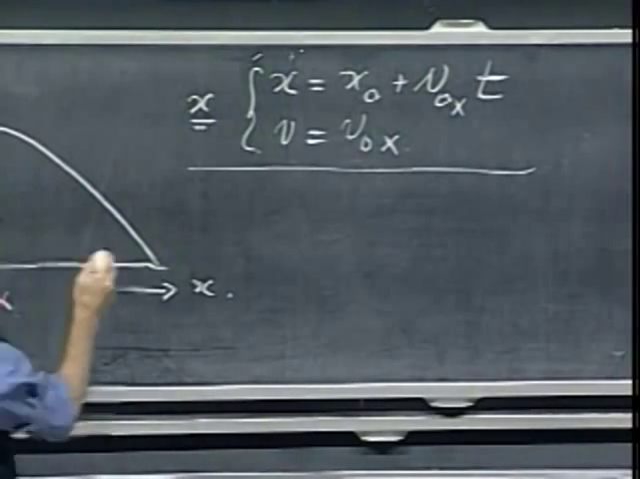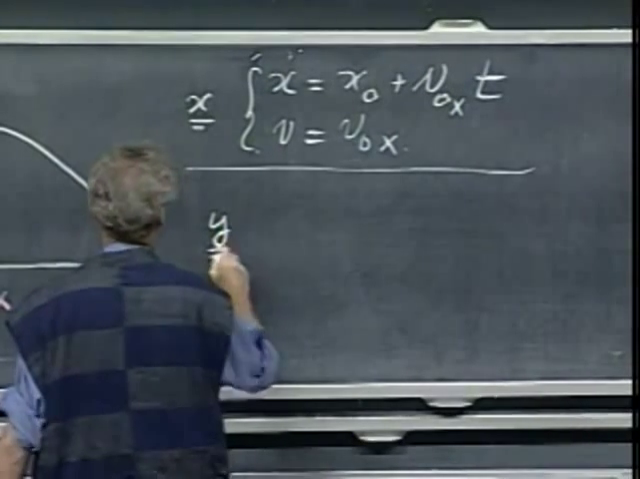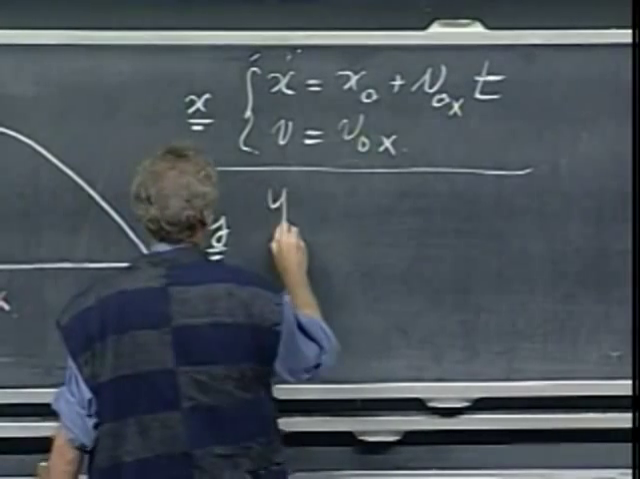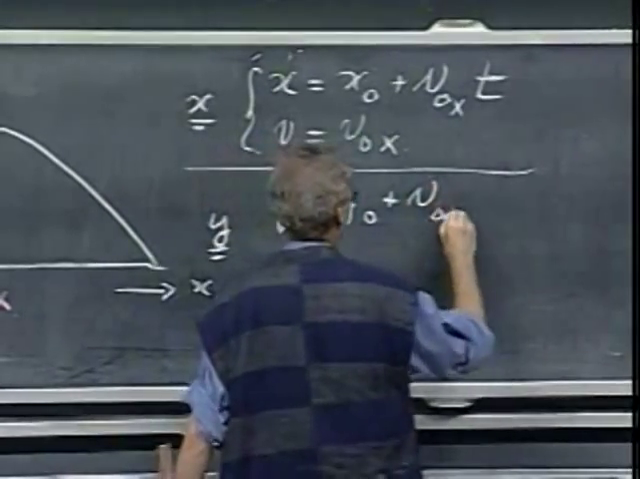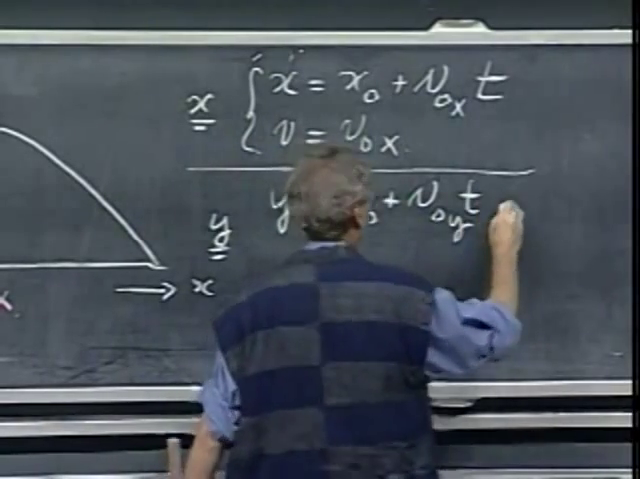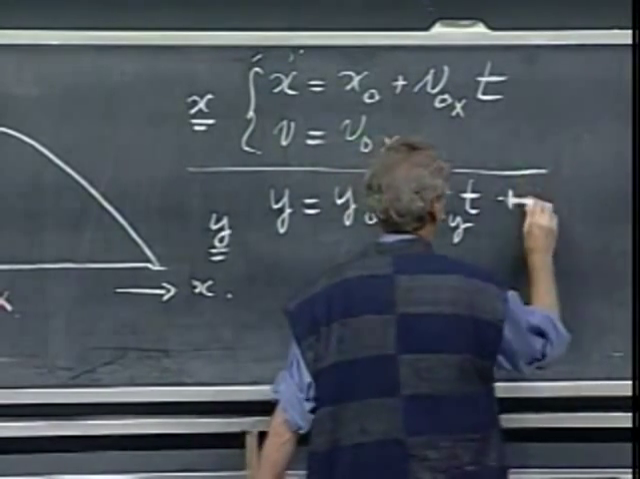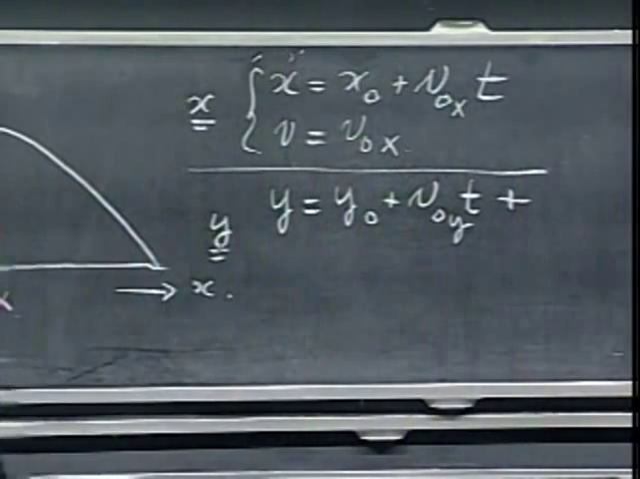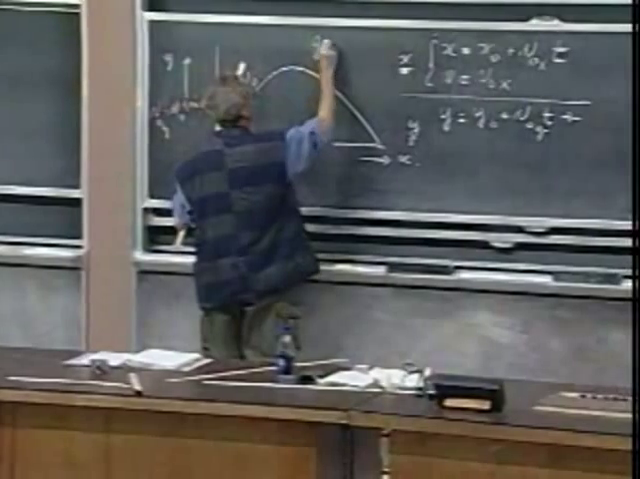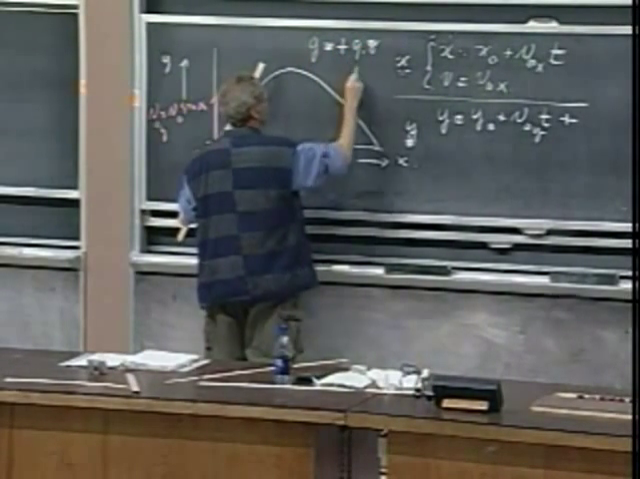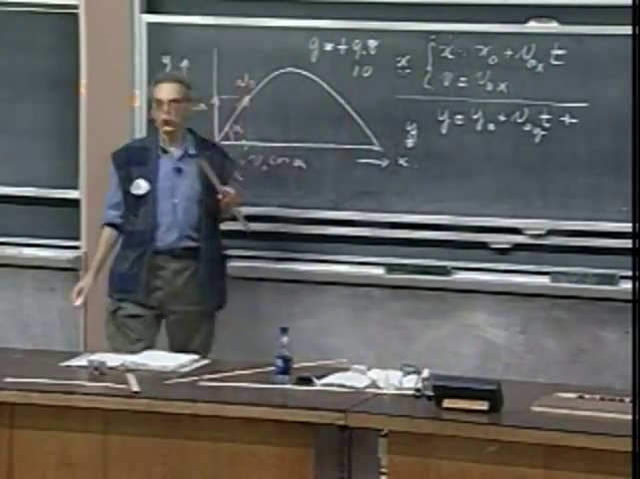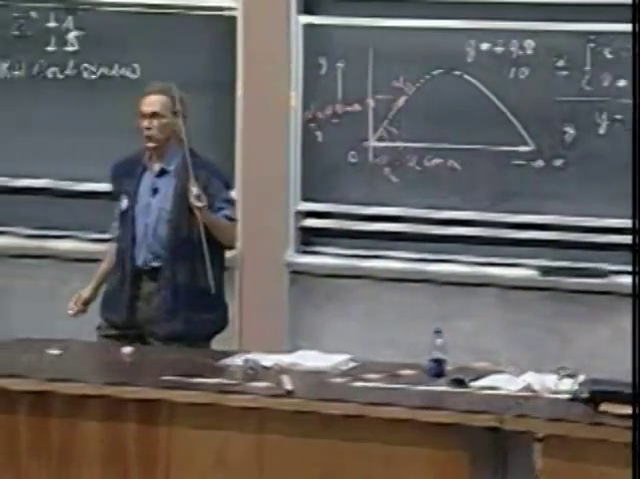Now we take the y direction. y as a function of time equals y0 plus v0y t plus 1/2 at squared. My g value that I'm going to use is always positive, either 9.8 meters per second squared, or sometimes I make it easy to use 10. But mine is always positive.